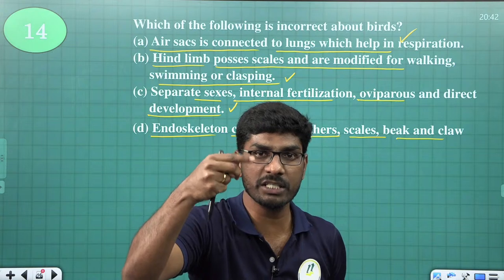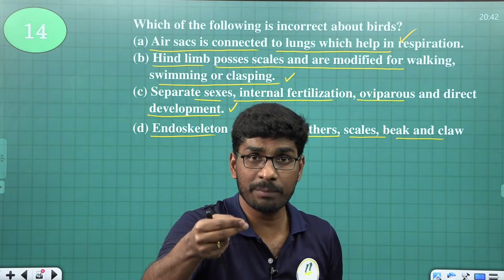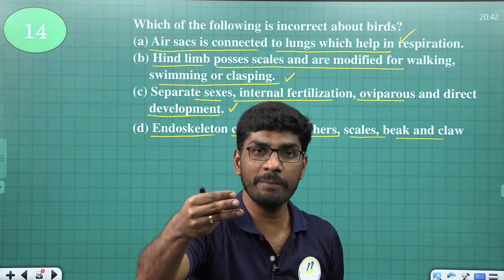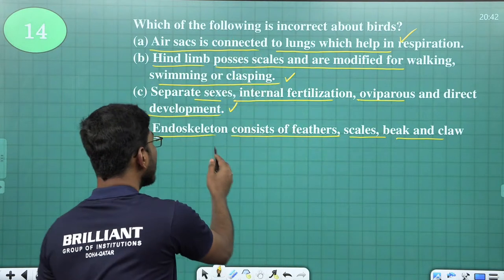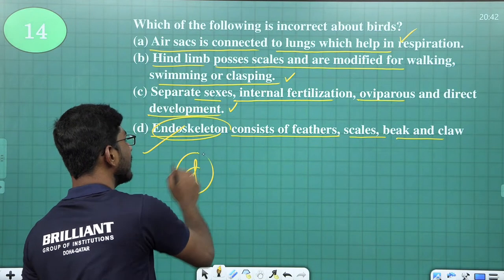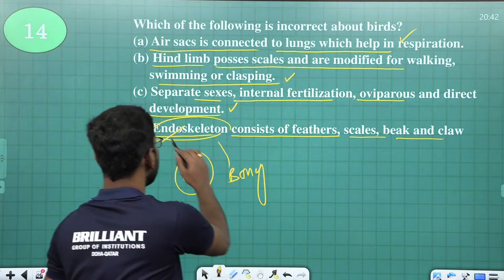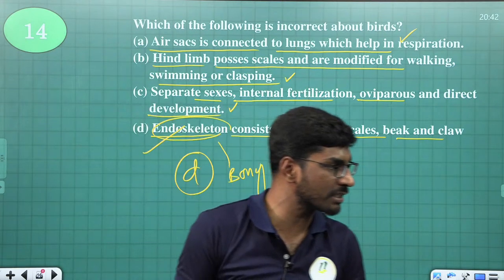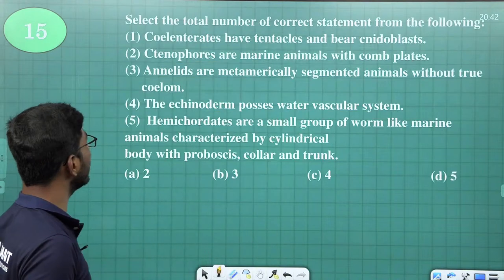Gizzard, crop, additional chambers in the alimentary canal. Number two, air sacs are present with the alveolar lungs. Number three, pneumatic bone is the characteristic feature of birds, I said. But they have given endoskeleton. These all are exoskeleton, beta. So endoskeleton is bony. So incorrect statement is option D, shabash. Yes, very good, correct. Next question, question number 15.